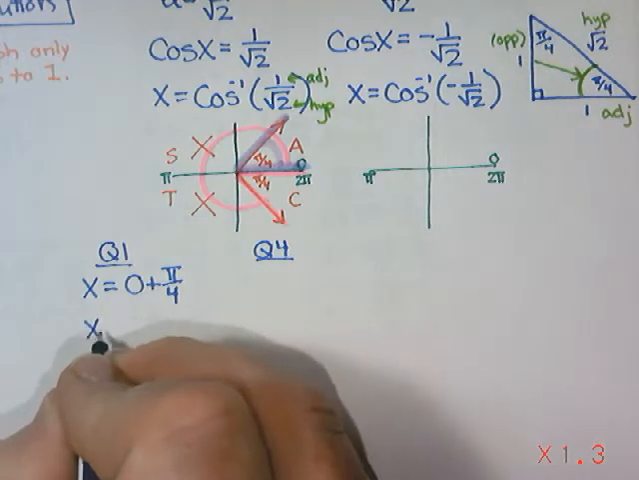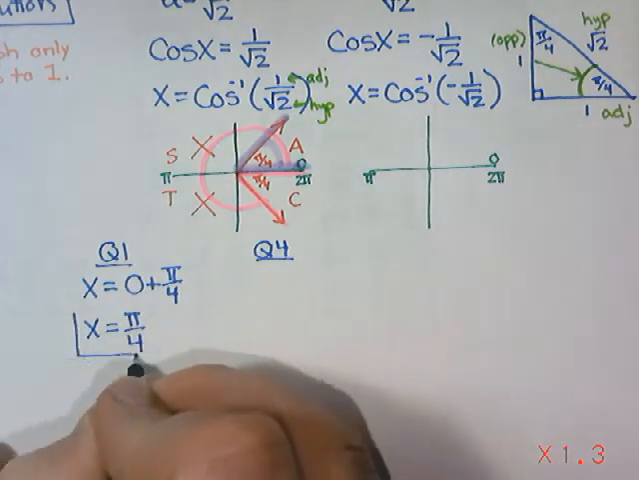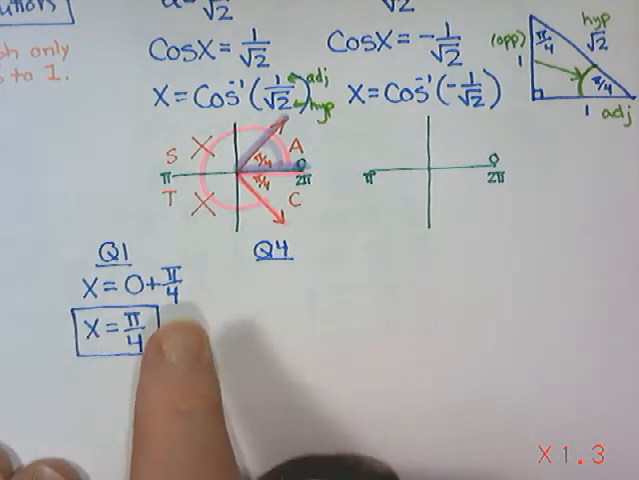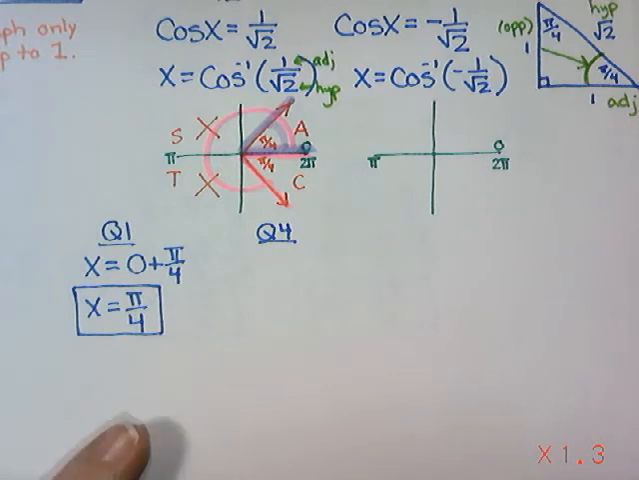So x equals pi over 4. Do you need to write the 0 plus pi over 4? No, you could just write that it equals pi over 4.